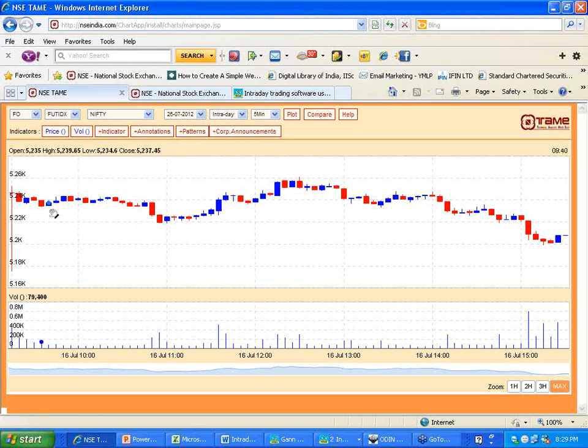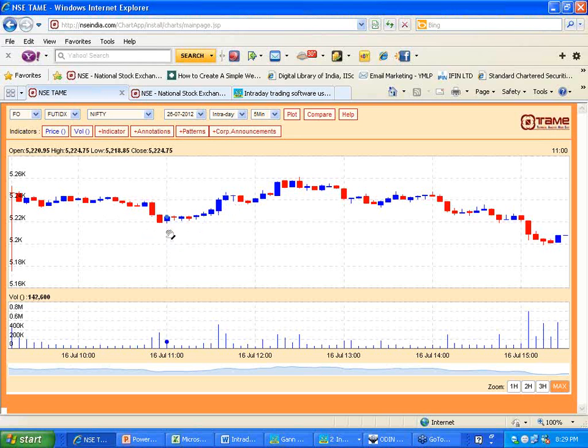So this is the first entry, around 9:36 we have entered. So 41 level, and here 44 to 48 is our stop loss. So 48 is the 47 level we have come.